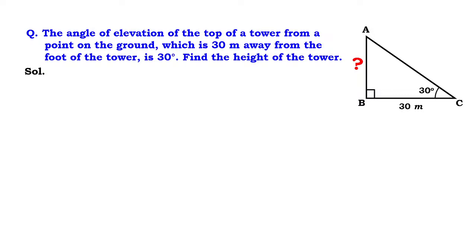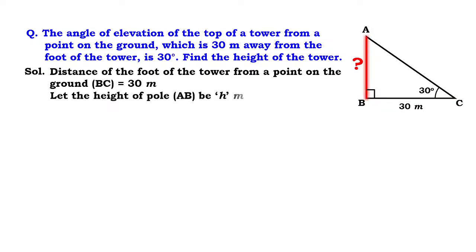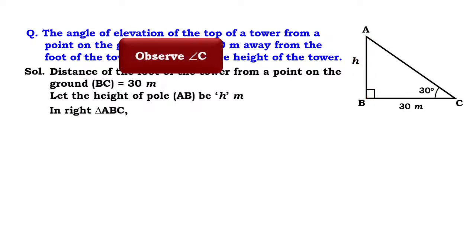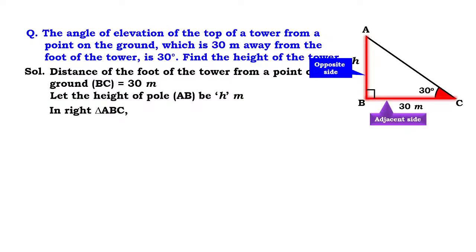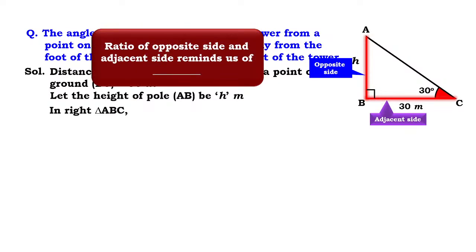So what will I do? Sine, cos, tan, tan. Shall we check it now? Okay, so this is 30 meters. The AB is height. So in right angle triangle ABC, the observer angle is C. Opposite side is given, that is AB, and adjacent side they have given, that is BC. So when opposite is known, adjacent is known, what am I going to use? Tan. So what is the formula for tan 30 here? That is AB by BC.